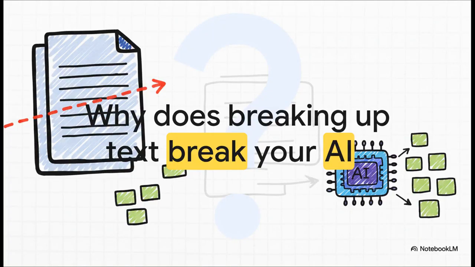Well, you've probably been there, right? You feed your AI a ton of documents, you ask what seems like a simple question, and you get back an answer that's just complete nonsense. The thing is, the problem usually isn't the model. It's how you broke up that source text to begin with.